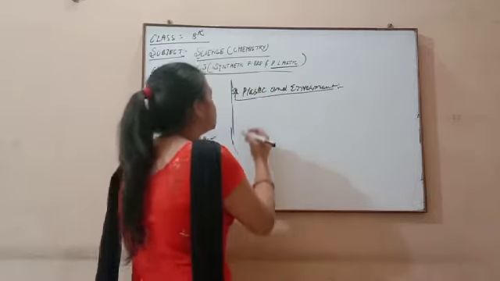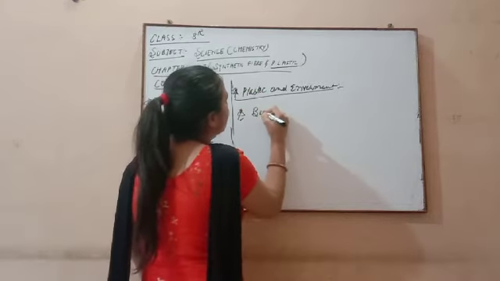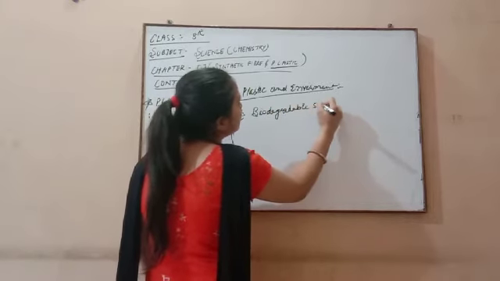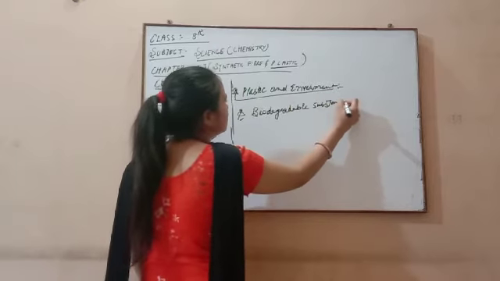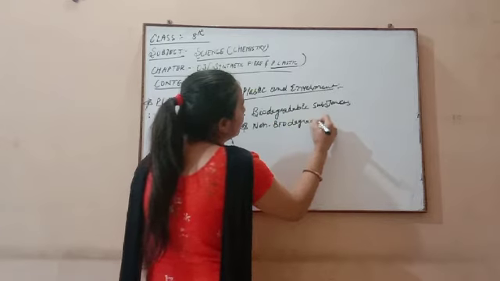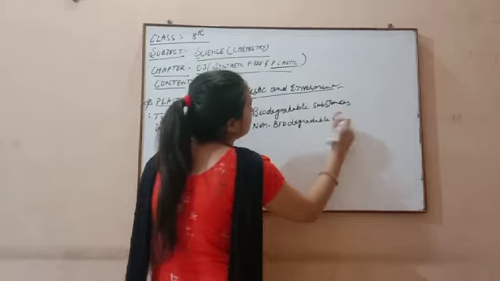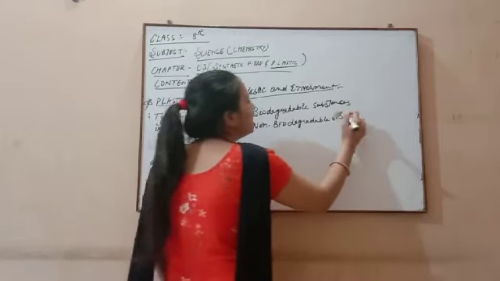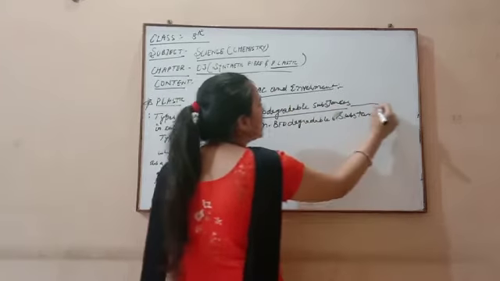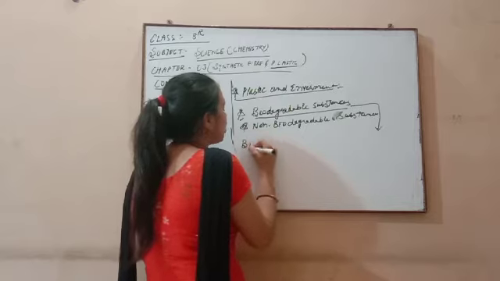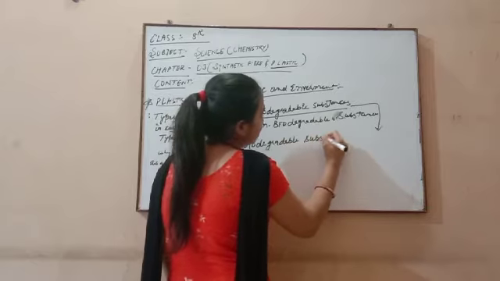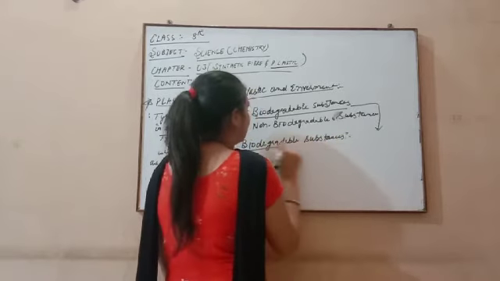On the basis of decomposition, these plastic substances are of two types: biodegradable or non-biodegradable substances. So what is the meaning of biodegradable and non-biodegradable? Biodegradable means it is decomposed by the action of microorganisms. Those substances which are easily decomposed by the action of microorganisms come under biodegradable substances.